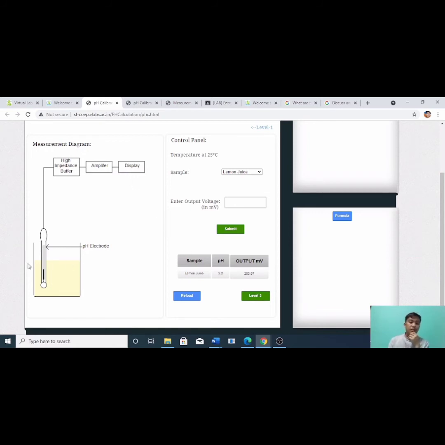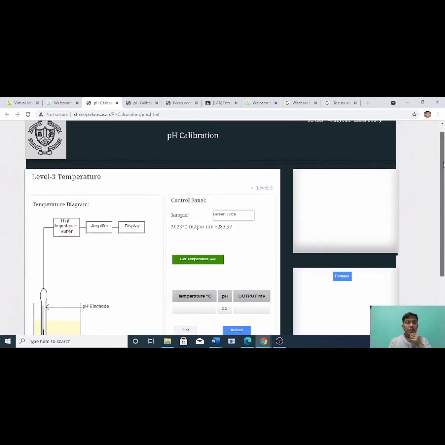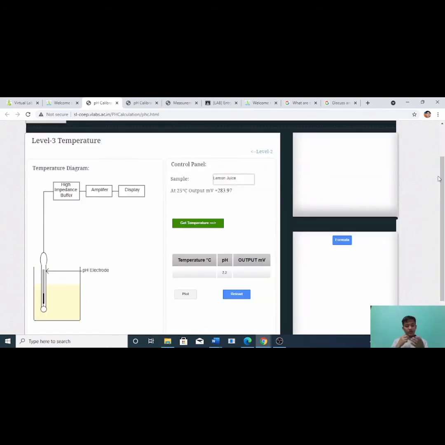From our diagram here, we have this bath solution, pH electrode, and the wire, high impedance buffer amplifier, and display. So we're going to select level 3. Level 3 is the temperature. Even with the output value, the temperature, which is 283.97, it also comes out. So as we get the temperature, this is at 23 degrees Celsius.